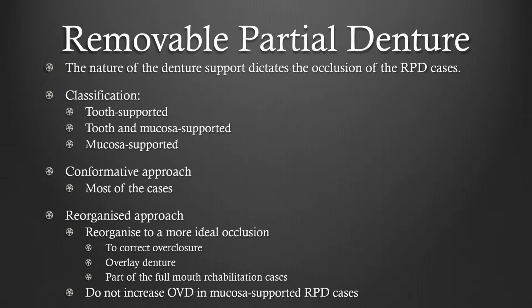The occlusal scheme of removable partial denture is dictated by the nature of denture support, or the remaining dentition. They are classified into tooth, mucosa, and tooth and mucosa supported. Just like the fixed prosthodontic cases, the partial denture occlusion could be formulated using either conformative or reorganized approach.